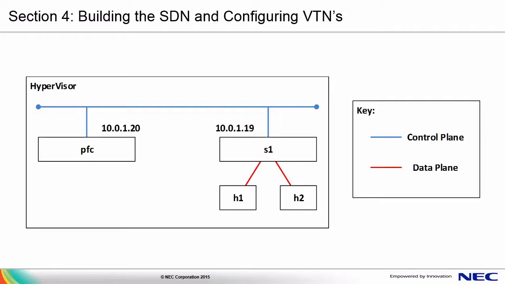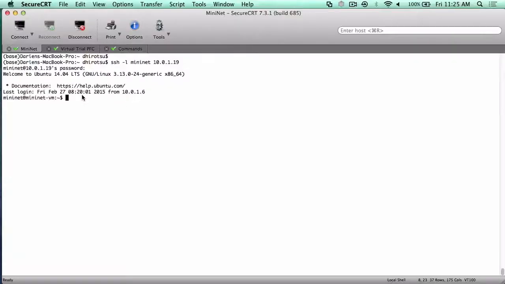Let's go ahead and show you how to build out this scenario. In section 4, we're going to integrate all of the pieces from sections 1 through 3 to build our first software-defined network and configure our first virtual tenant network, or VTN. We'll talk about VTNs a bit more in detail in a future step, but first let's show you how to run Mininet and launch the topology we showed you in the introduction.